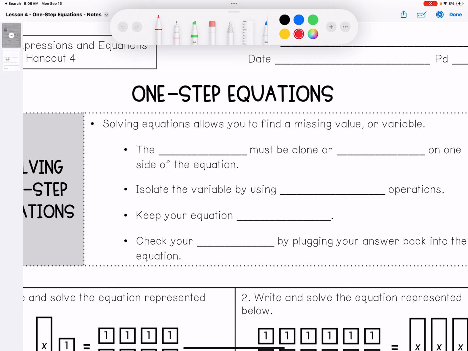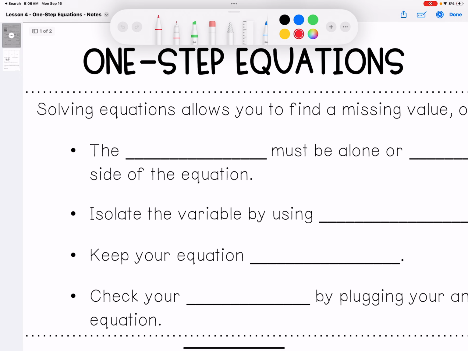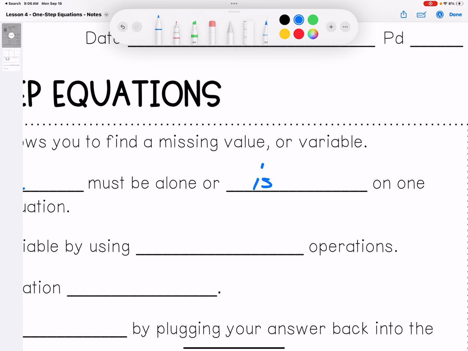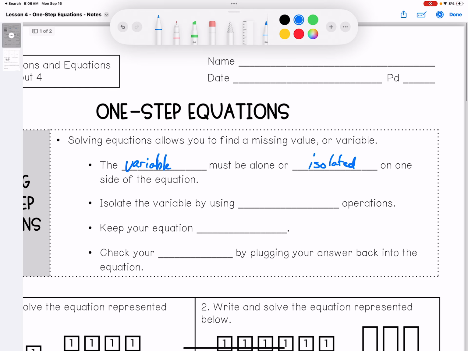All right, so solving equations allows you to find a missing value or variable. My pen isn't working. Let's get it working. All right, it should work now. The variable must be alone, so we must isolate, or isolated, on one side of the equation. It does not matter which side.